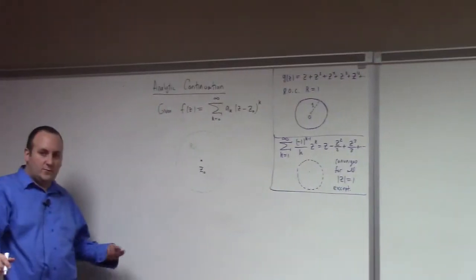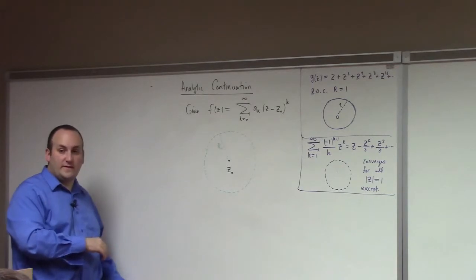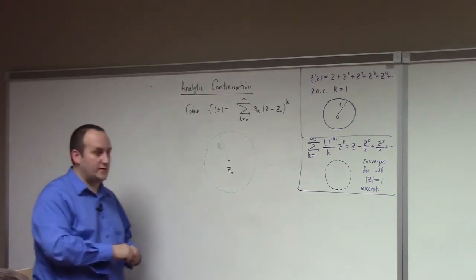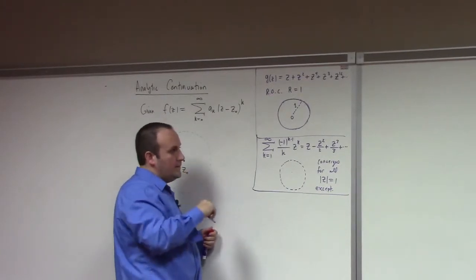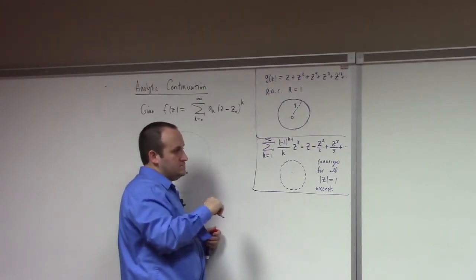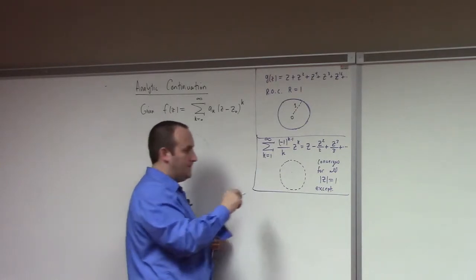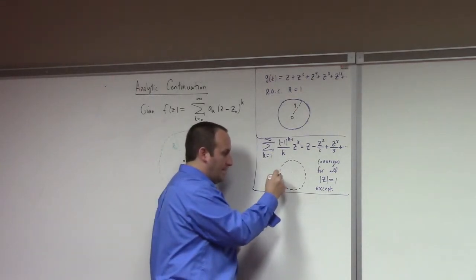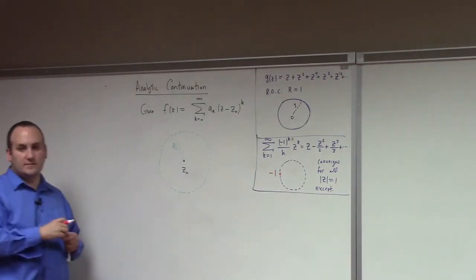So actually, if you study it carefully, there's just one singular point on the radius of convergence, one on the unit circle. What is it? So that's the singular point for that series.